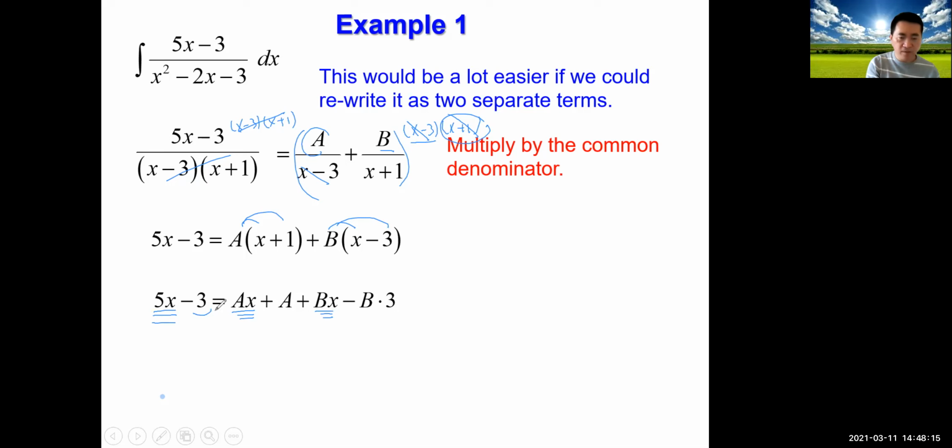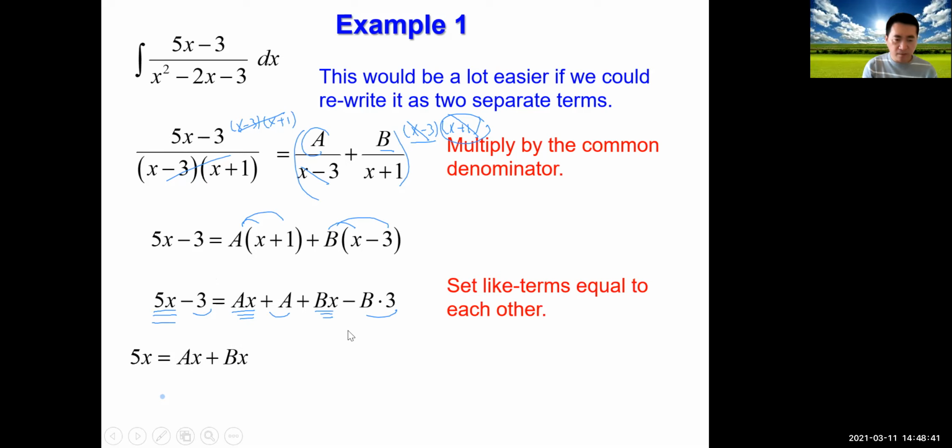Then you have a constant term, negative 3 on the left. You have 2 constant terms on the right. These 2 constant terms on the right have to add up to negative 3, or else they won't be equal, right? So what it means is you can equate the coefficients. We could set like terms equal to each other. The 5x has to be ax plus bx. The negative 3 has to be a minus b times 3. And from here you can see we have two equations technically to solve. Right? We have two equations.